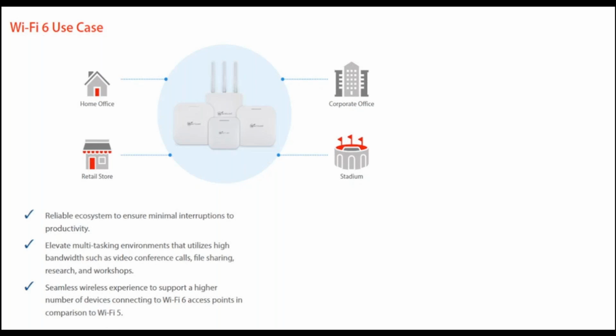But there are some points that I want to bring to your attention here. This solution with Wi-Fi 6 now and WatchGuard Cloud and all the components in one location is a more reliable ecosystem that will minimize the interruption to productivity or to the troubleshooting of the system. Also, the multitasking environment that utilizes high bandwidth, such as video conference calls, file sharing, research and workshops. Definitely, Wi-Fi 6 access points have more antennas, more devices can be connected, and they support higher bandwidth. So definitely, these types of applications will have a better chance using Wi-Fi 6 access points.